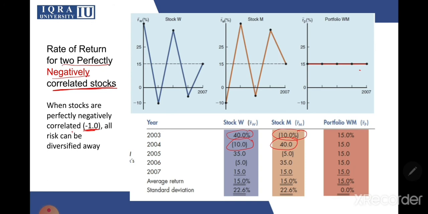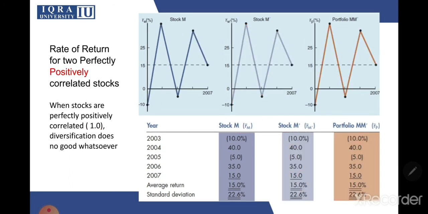If there is a loss in one stock, is the other stock giving a profit or not? Because that will compensate your risk. Moving on to the next example, now over here we again have stock M and another stock which is also, we're going to use the name stock M. And now what you're doing is you're combining both of the stocks to form a portfolio MM.